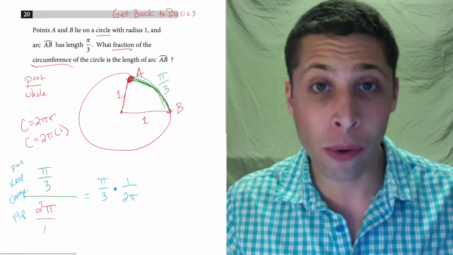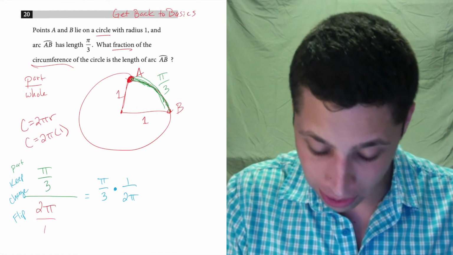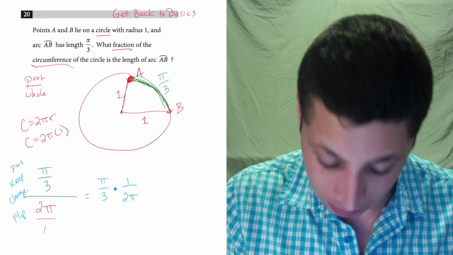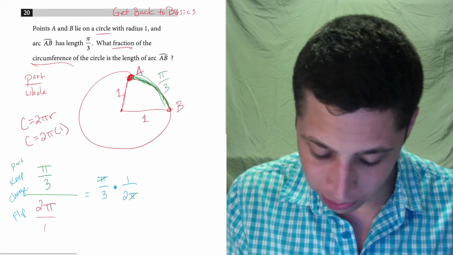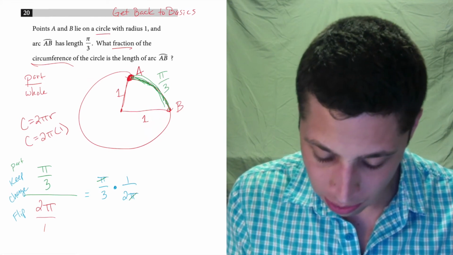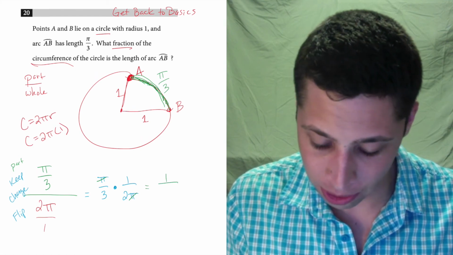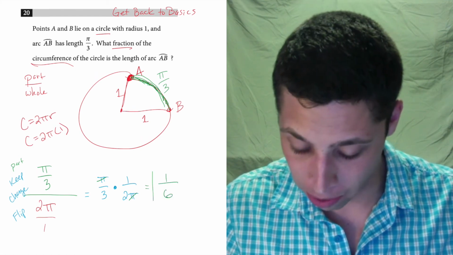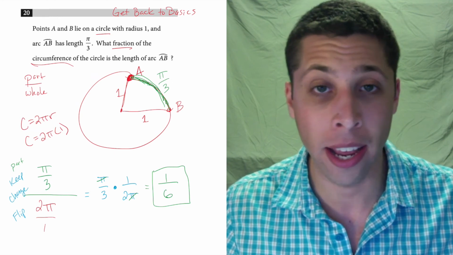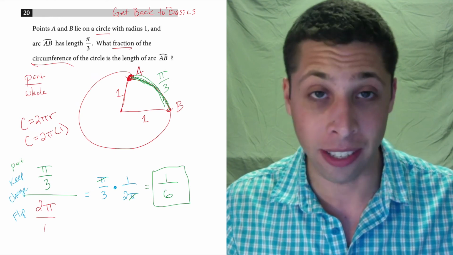Now we've just got to do some multiplication, and it's easy because the pi's are going to cancel. And really now we just have 1 on the top, and 3 times 2 is 6 on the bottom. So that is the fraction. You could bubble that as a decimal if you really want to, but it's easier as a fraction.